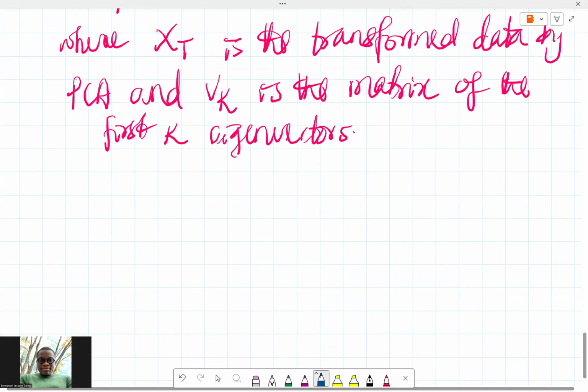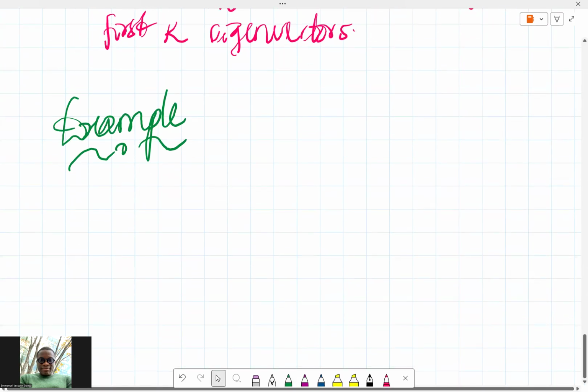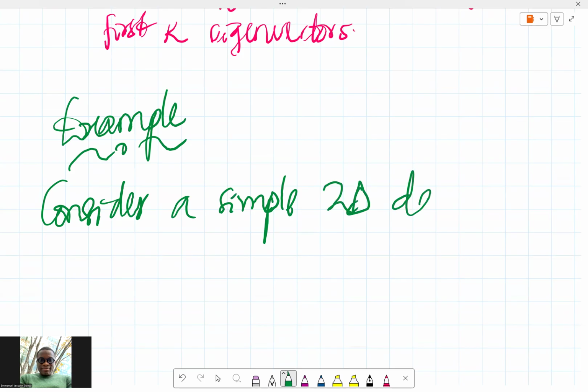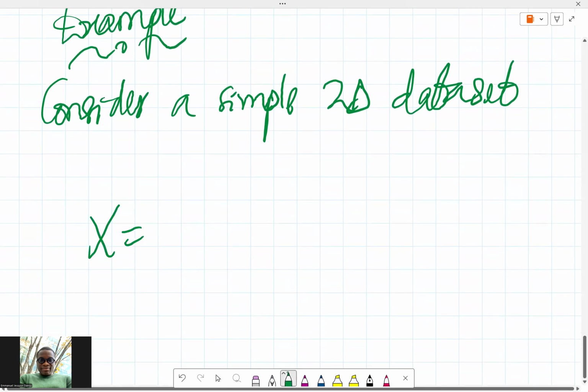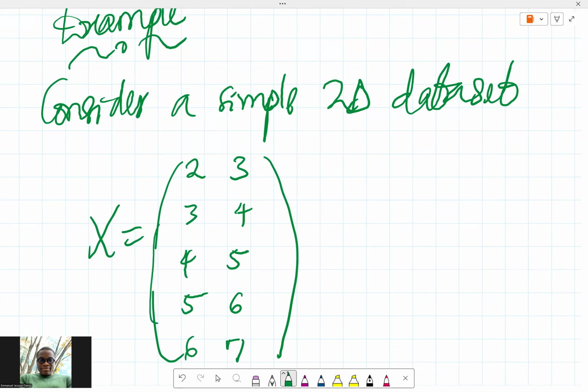So, I'll take a very simple example so you can always apply it in whatever situation you have. Consider a simple two-dimensional data set, which is X, and that is 2, 3, 3, 4, 4, 5, 5, 6, and 6, 7. So this is the X we actually have here.